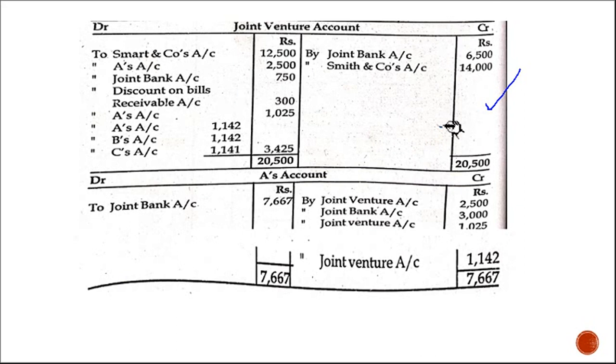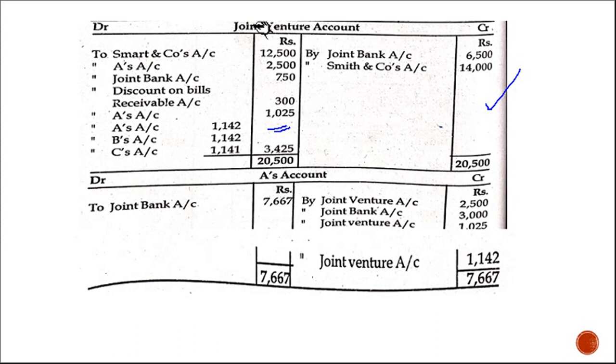When the credit side is more, there is profit. The balancing figure is 1,025. Is it so? No. 1,025 is this one. It is A's commission, right? So we are writing it here.